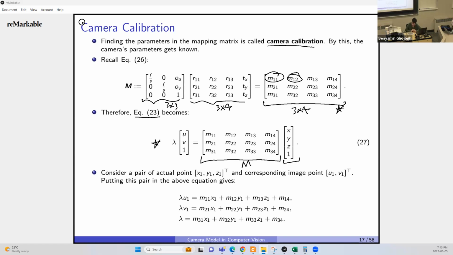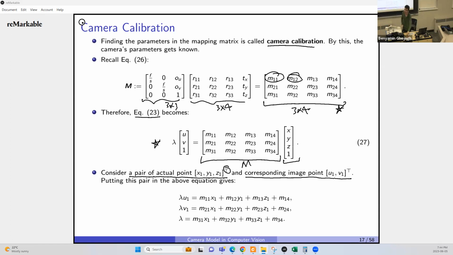Now consider, this technique is used a lot in camera calibration. Consider a pair of an actual point (x1, y1, z1) transpose, and the corresponding image point (u1, v1). Why do I have transpose? Because I consider vectors as column vectors. What do I mean by pair? For some points, I can myself know that this is a point. I also have my camera. It gives me some frame. I know this pixel. I can see where it is in the image. I know its u and v.